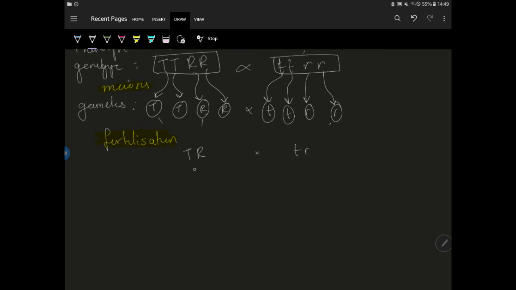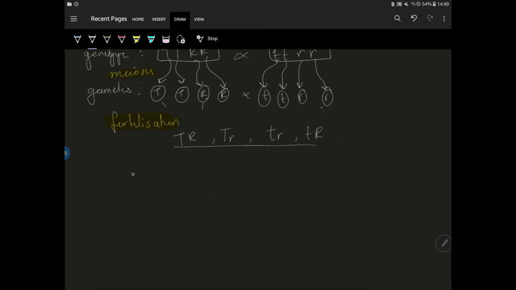So we can say T and R, T and small r, and small r and T, big R and T, and this becomes four combinations: 1, 2, 3, 4. Let's write that all down, and we get TR, TR, TR, TR. This is what goes on the sides of our Punnett square. This is the only part that tends to confuse students, but once you see it in action, you'll be fine. Trust me.